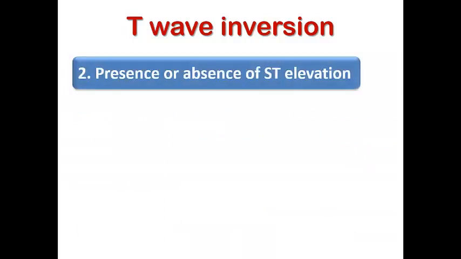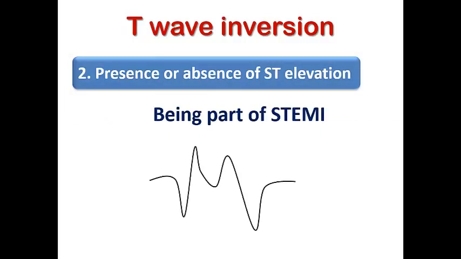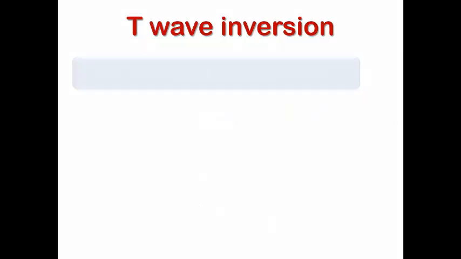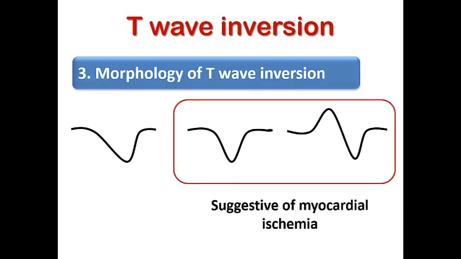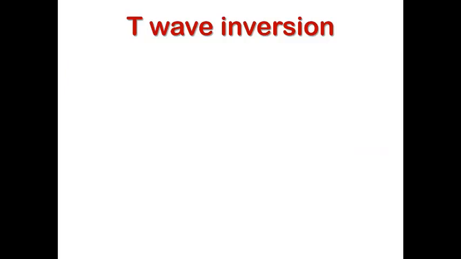Then we need to check for the presence or absence of ST elevation, as it may be part of STEMI. So I need to check the 12 leads for any evidence of ST segment elevation with the T wave inversion. Then the morphology is very important, whether it is asymmetrical, symmetrical, or biphasic. We remember, of course, that symmetrical and biphasic T wave inversion are more suggestive of myocardial ischemia, whereas asymmetrical is more suggestive of secondary repolarization abnormalities.